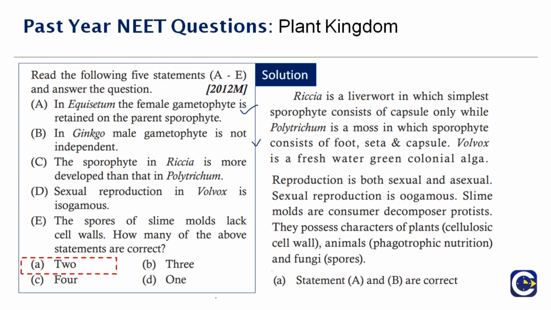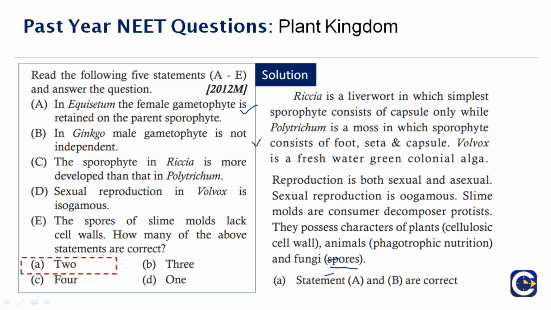Slime molds are consumer decomposer protists. They possess characters of plants: they have a cellulose based cell wall. Then they have an animal character, which is phagotrophic nutrition, and a fungal character, which is producing spores. Therefore the correct statements are only A and B, while the rest of the statements are wrong. They have clearly mentioned slime molds lack cell walls here. No, they do have a cell wall which is cellulose.